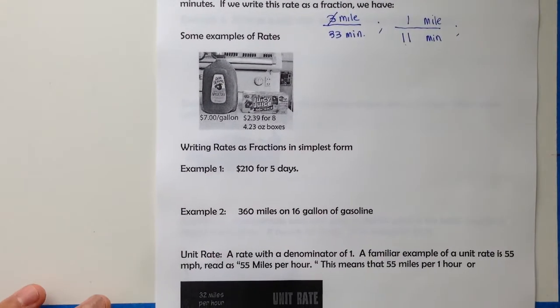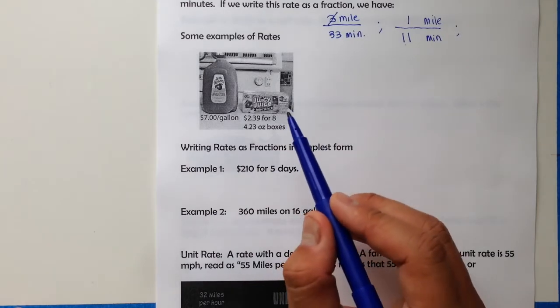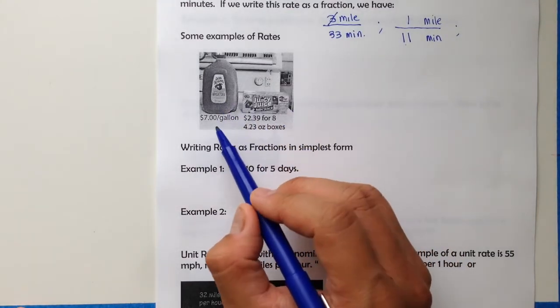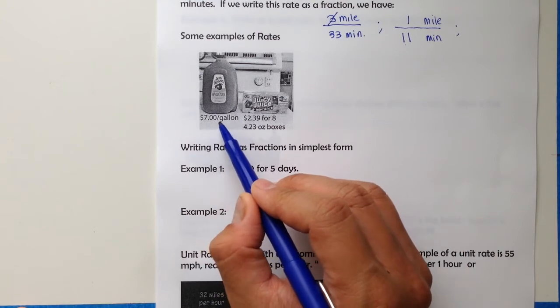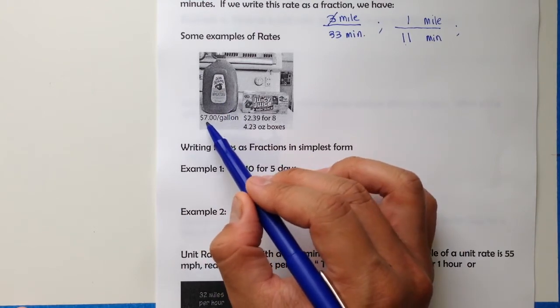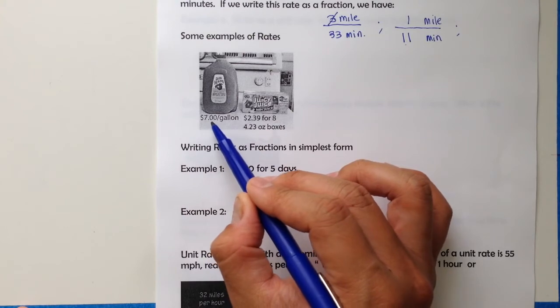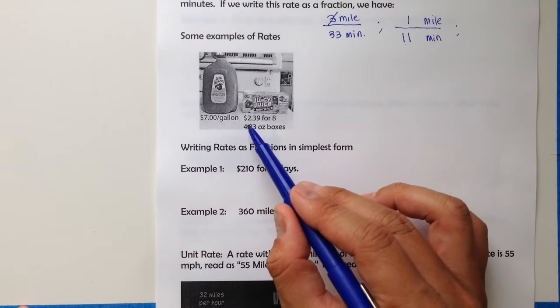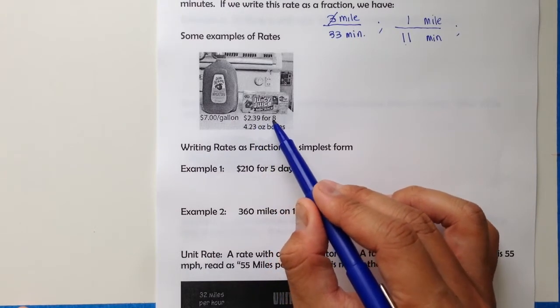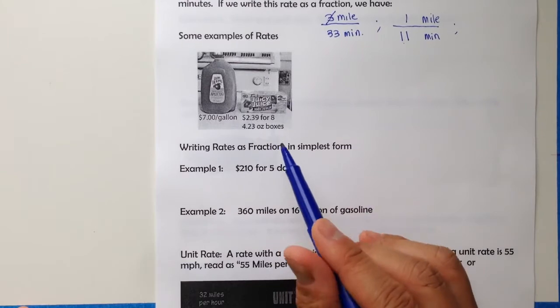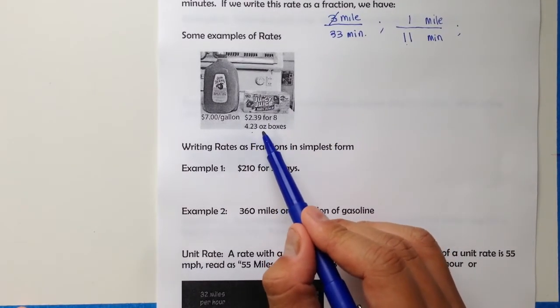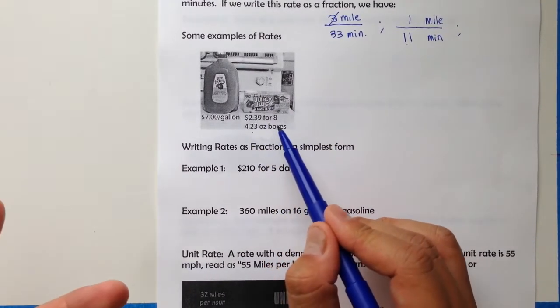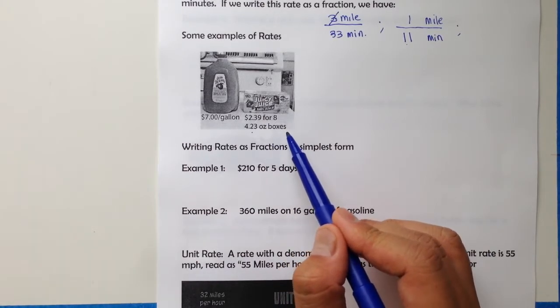Here are some examples of rate that perhaps you have encountered before but didn't really know that it's a rate. Say if you see a price on a gallon of apple juice, $7 per gallon. That would be a rate because the way they wrote it, it means $7 per 1 gallon. So two different quantities. $2.39 for 8 boxes, or 4.23 ounces per box. So two different quantities. One of them is ounces, the other one is the number of boxes.